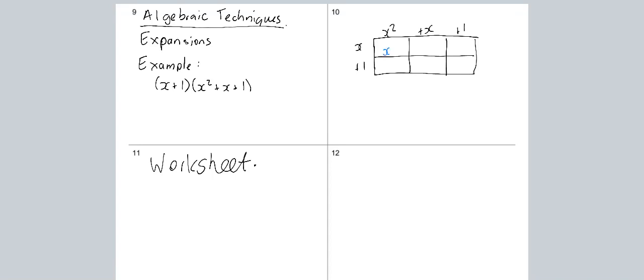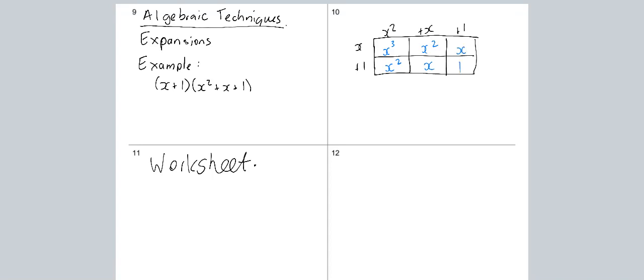X times x squared is x cubed. X squared times 1 is x squared. X times x is x squared. X times 1 is x. Just filling out those boxes. I'm only worried about the boxes. I'm not worried about what it all means. 1 times x is x. 1 times 1 is 1.